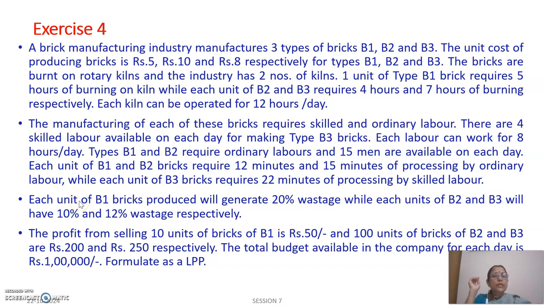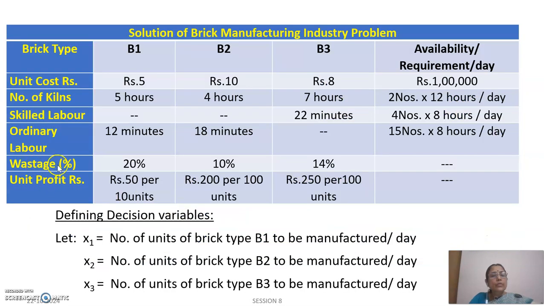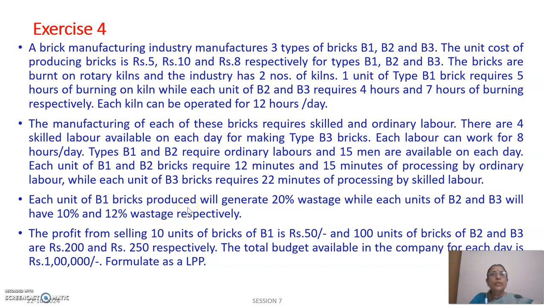Then the next part says each unit of brick B1 produced will generate 20% wastage. That is, only 80% of the bricks are available for selling or for use. And then similarly, B2 and B3 will have 10% and 20% wastage. So this is represented as wastage percentage. Against B1 it is 20%, against B2 it is 10% and against B3 20%. So wastage has been shown separately. That means whatever is produced, minus the wastage, the balance is sold or is ready for use. That is what we have to understand by this constraint.